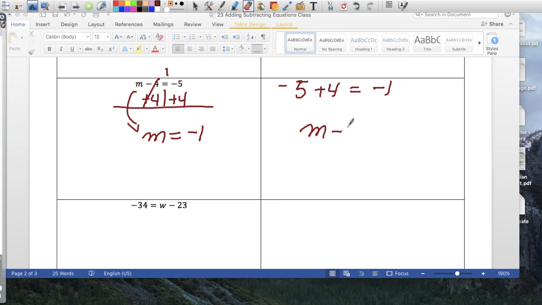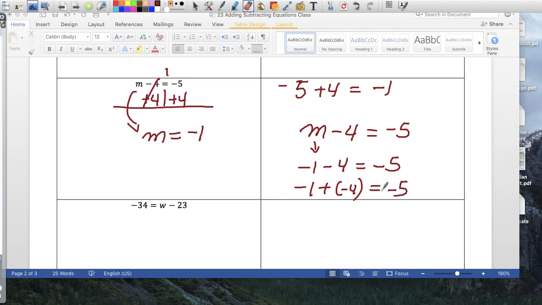Check. m minus 4 equals negative 5. So m is negative 1, minus 4 equals negative 5. Is that true? Well, let's check. Negative 1 plus negative 4 equals negative 5. So this checks out nicely.